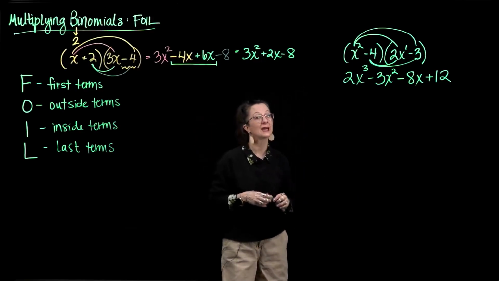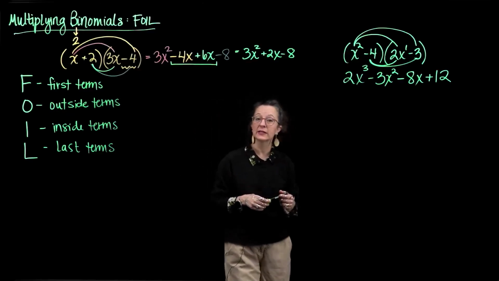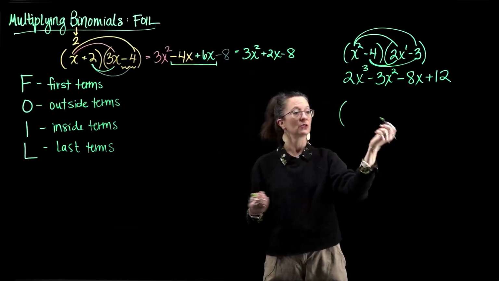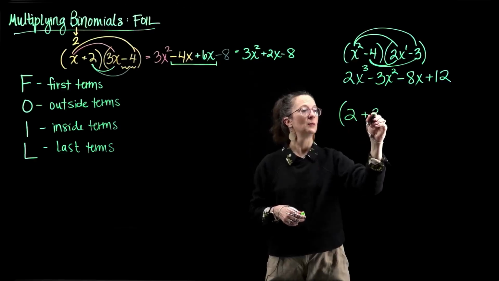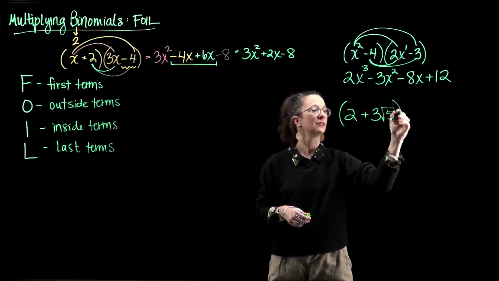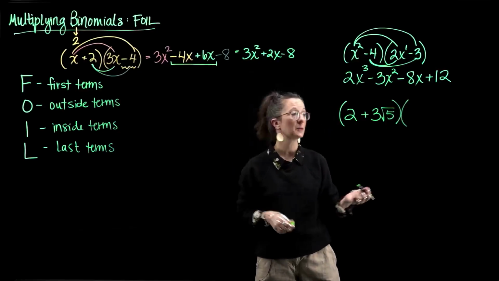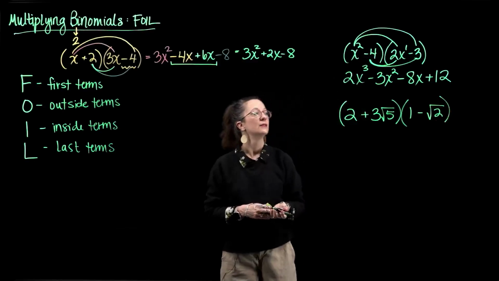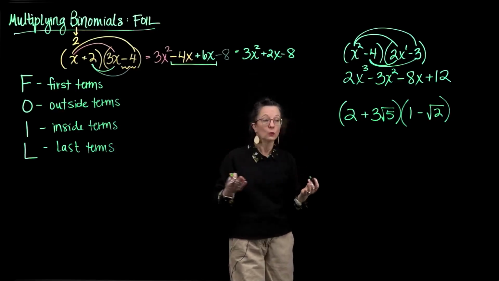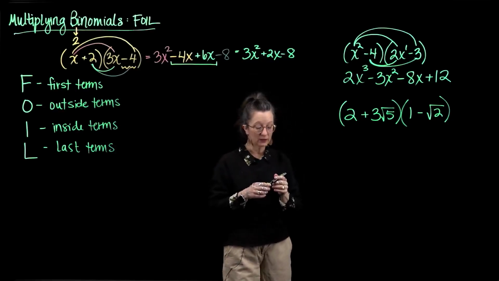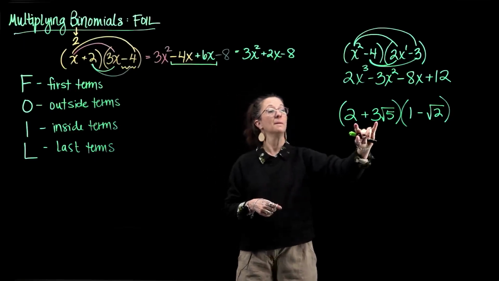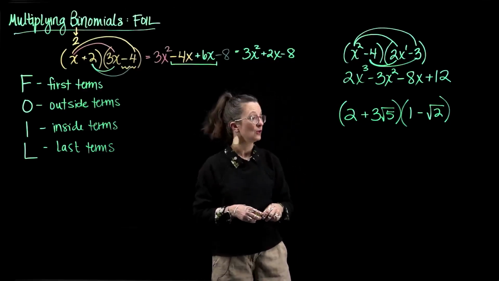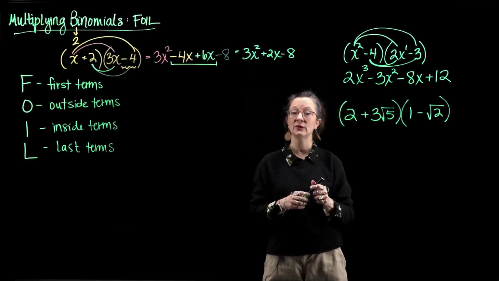Now in both of these examples, I had x's. There's two other ways that you might see this method used. One is if I had a square root. So let's say I had 2 plus 3 square root of 5 in parentheses multiplied by 1 minus the square root of 2. So we could use FOIL on this as well. These are binomials in that they have two terms that cannot be combined. So let's multiply this out using FOIL.